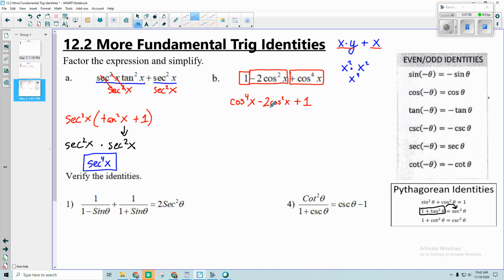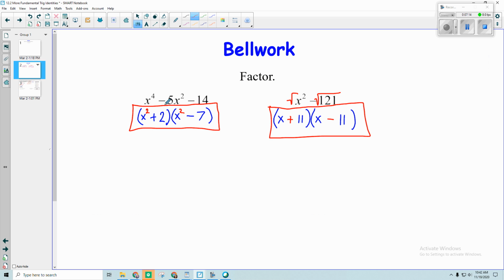So now that I've rearranged this, hopefully you can see that I would be doing a problem that's fairly similar to the one that we had for the bell work. I would be doing something like this.